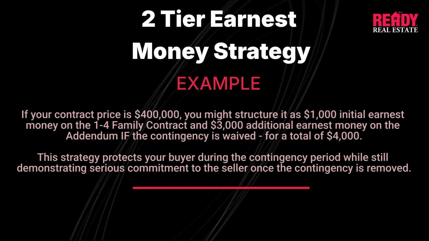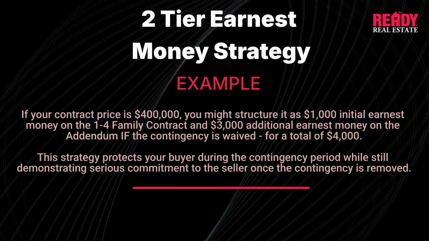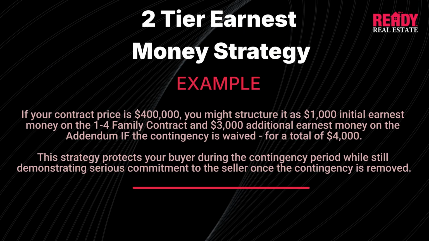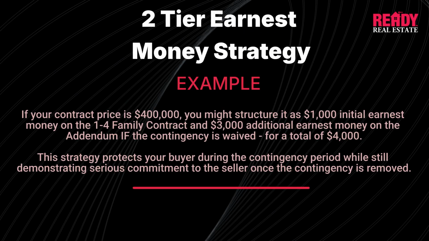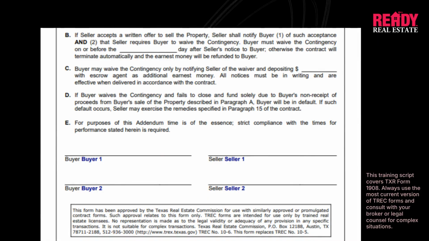For example, if your contract price is $400,000, you might structure it as $1,000 initial earnest money and $3,000 additional earnest money if the contingency is waived, for a total of $4,000 when the deal becomes firm. This strategy protects your buyer during the contingency period while still demonstrating serious commitment to the seller once the contingency is removed. Finally, don't forget the signature section at the bottom.